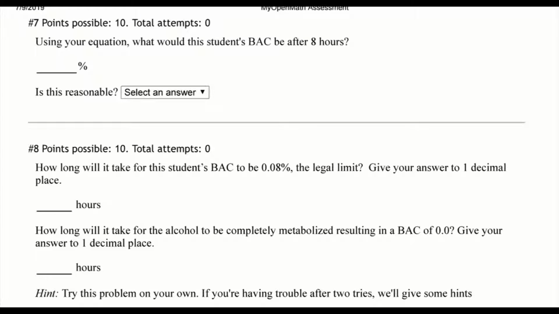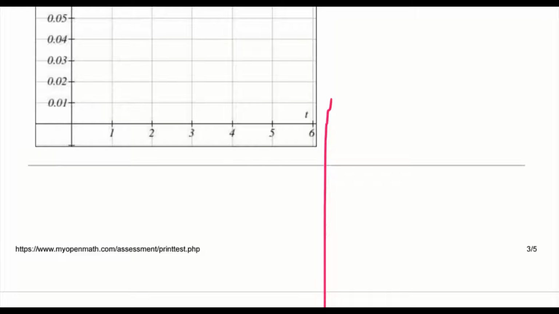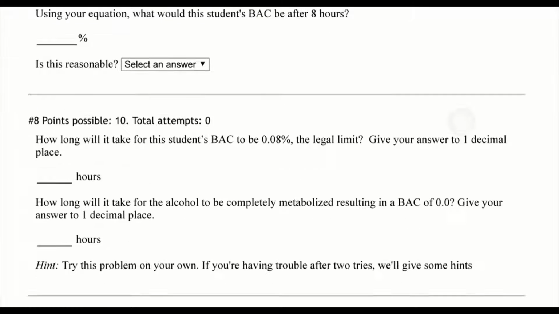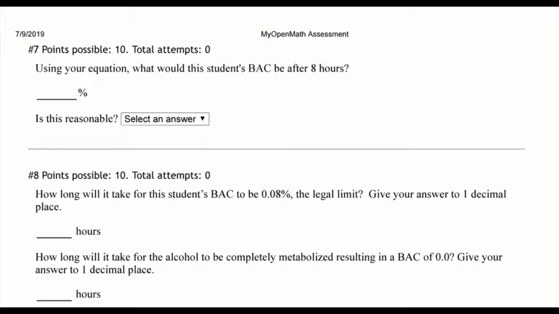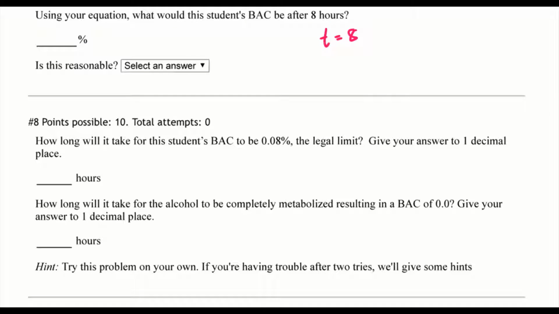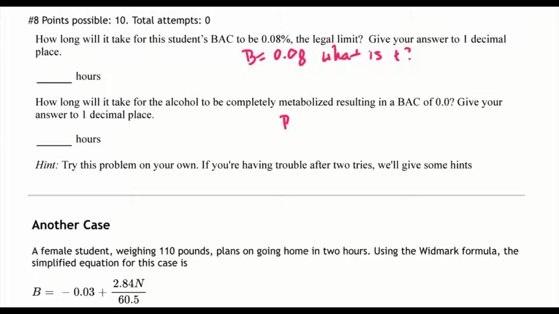So after 8 hours, that means you're going to plug in 8 for T into that same equation. And then here the blood alcohol is 0.08. So now you're solving for T. And the last one, you're going to plug in 0 for B and again solve for T.